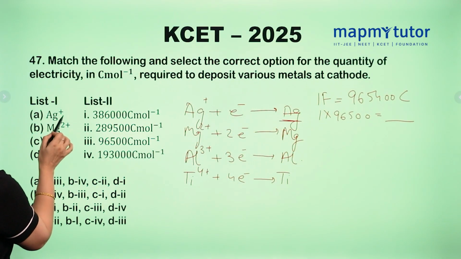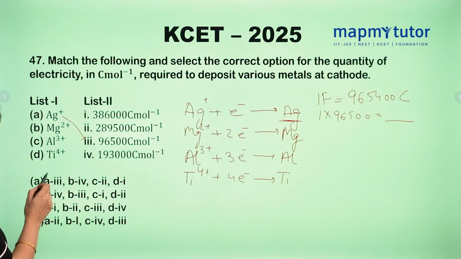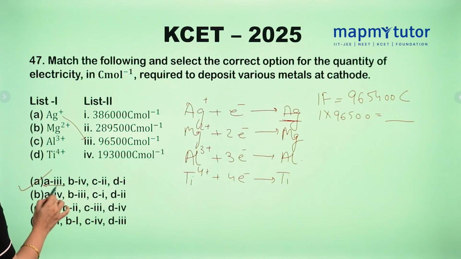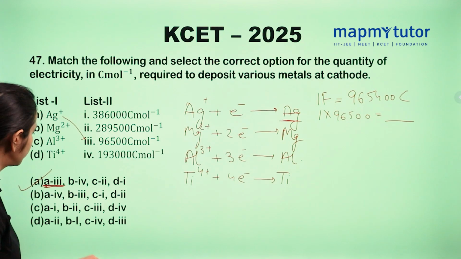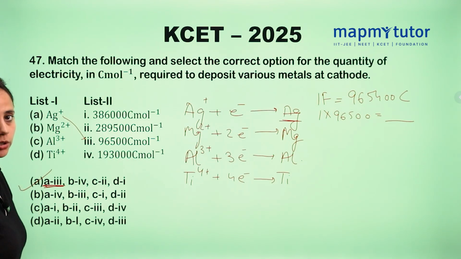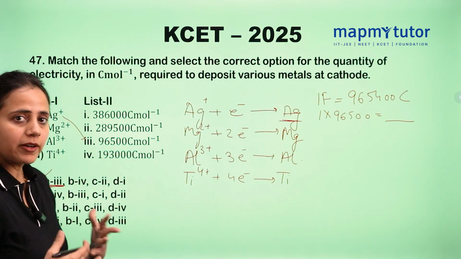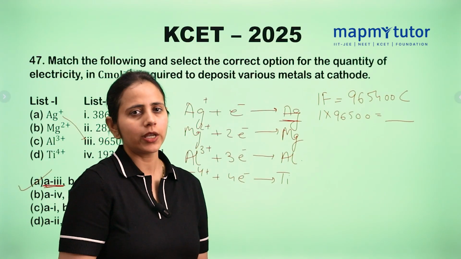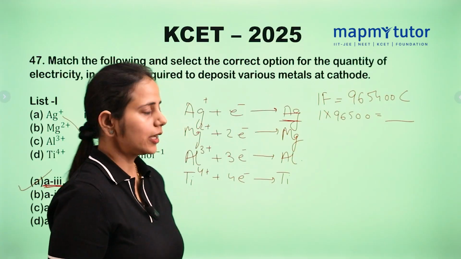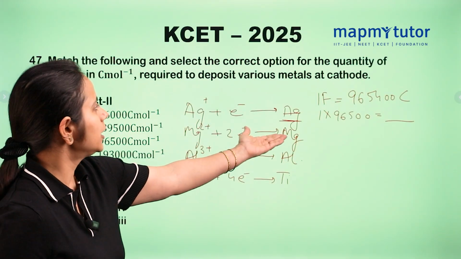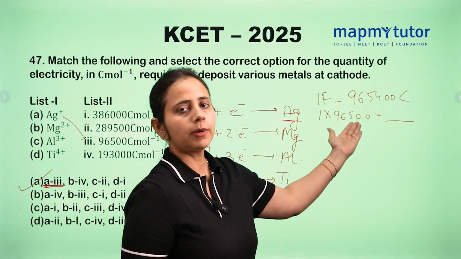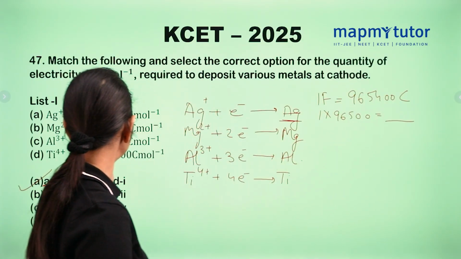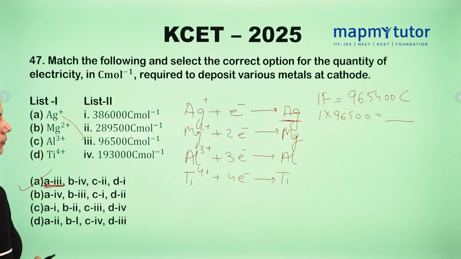Is this in the answer? Yes. For silver, it will be the 3. From the options, we will get that only one option is there where A is equal to 3. So, when there is a long calculation problem, first see the simplest way you can calculate this question. Like this, we need not multiply. We know 1 electron is there. Multiply by 96500, we will get the same answer. So, we get the answer A directly from here.